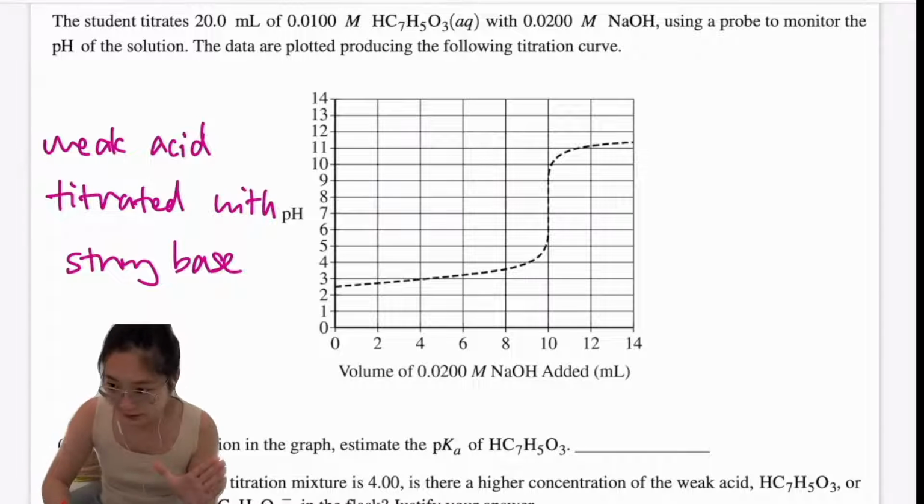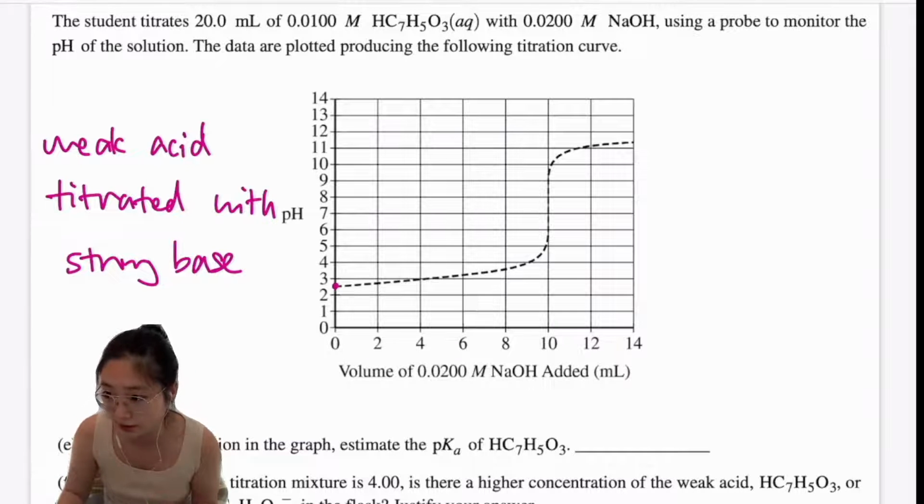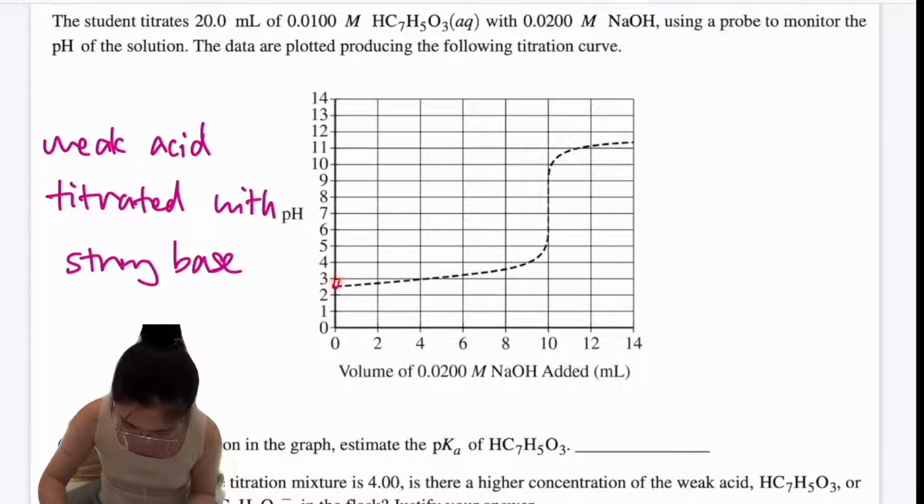And as I stated yesterday, at the initial point, when you haven't added any of the sodium hydroxide, any of the strong base, in this solution we have only the weak acid. I will just represent it as HA. So we have HA only at this point.